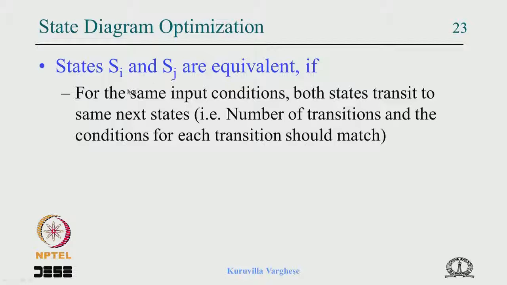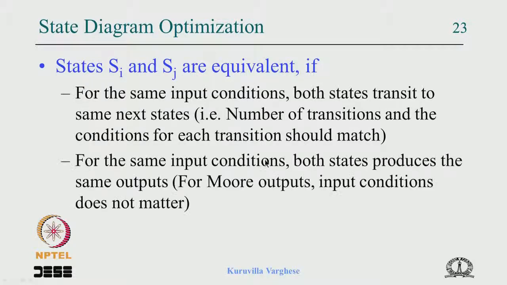Don't assume that both are working concurrently. When the state machine is in Si and the start comes, it goes to Sk. When the state machine is in Sj and the start comes, it goes to Sk. Now that is just the simple case. Maybe Si transits to not only Sk but, on some other input condition, to Sl. So Sj also should transit upon the same conditions to Sk and Sl. So all the input conditions should match. Then we have to state the output: for the same input condition, both states produce the same output. For a Moore output, you can ignore the input condition, it doesn't matter.